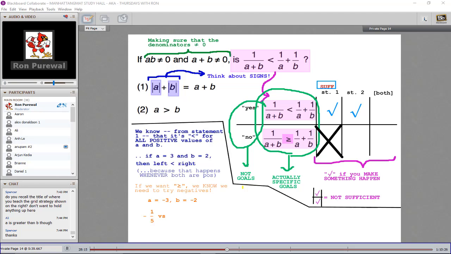And then on the right-hand side here, we have 1 over -3 plus 1 over -2. You're right. Let's switch those around. Thank you.